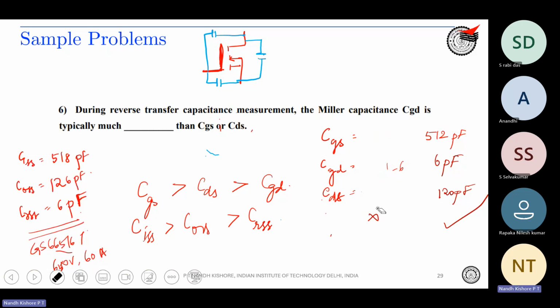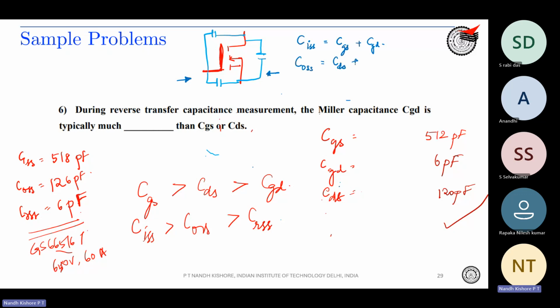Why is it so? The reason being that we just determined how to find CISS, COSS, and CRSS. We know that input side capacitance is something you see from the gate side. It is the sum of the capacitances associated with the gate. So CISS is basically simply CGS plus CGD. What about COSS? You see from the output side, correct? And short the input side. COSS is basically CDS plus CGD.